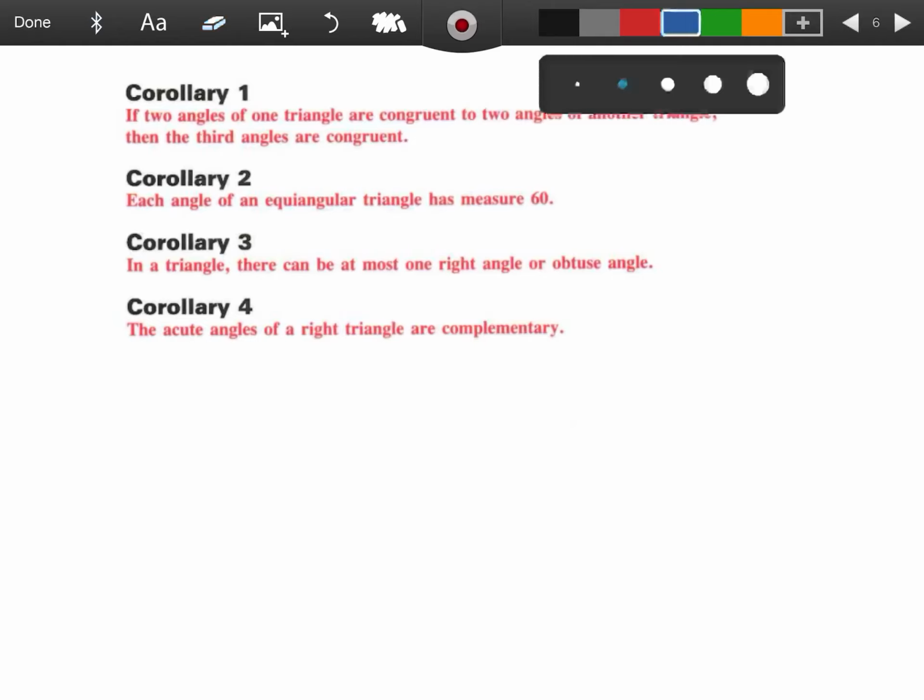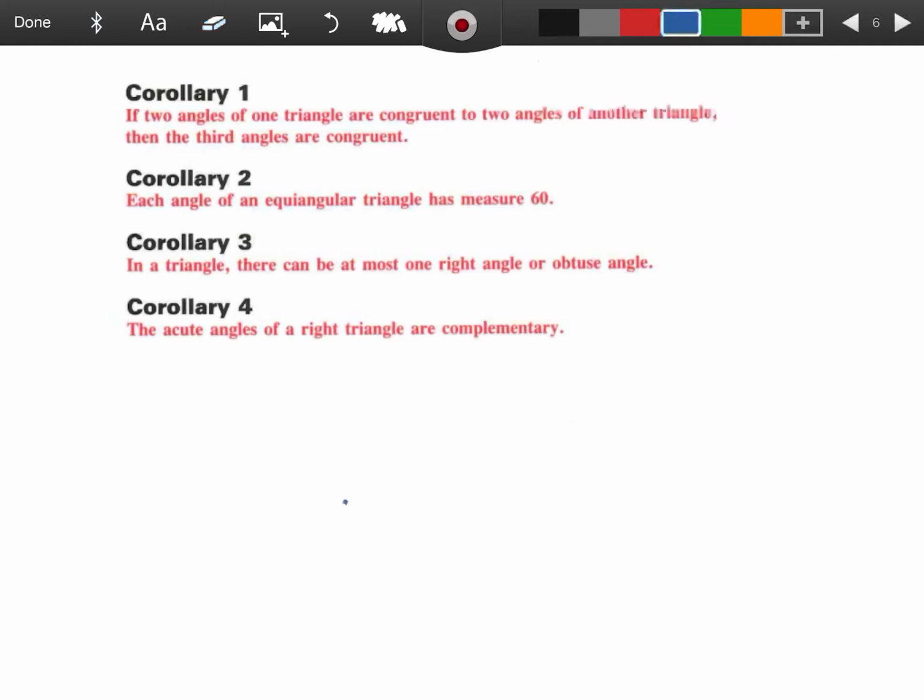Corollary 3 says, in a triangle, there can be at most 1 right angle or obtuse angle. Well, a right angle is 90. If I were to have 2 right angles, 90 plus 90 is 180, well, then you can't have a third angle. That's not going to work. And for obtuse, that's greater than 90. Let's say it's 91 even. 91 plus 91 is 182. We're already over 180 degrees. So the last angle would be negative 2 degrees. That doesn't make any sense. So there can be at most 1 right angle or obtuse angle.